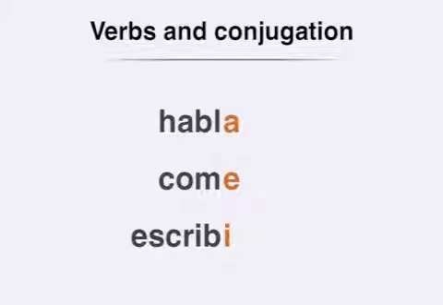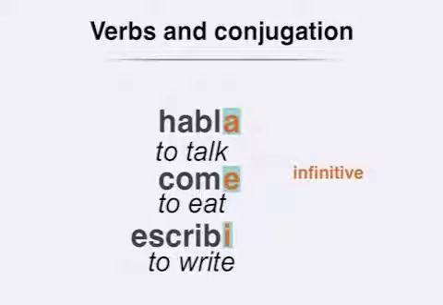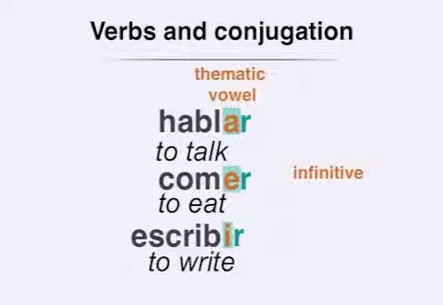To figure out which category a verb belongs to, A, E, or I, look for what's called the verb's infinitive form. The infinitive is the form that tells the verb's meaning without telling a subject or tense. In English, the infinitive is usually to plus a verb. In Spanish, the verb's infinitive form always ends in R, and the thematic vowel before the infinitive ending always tells the verb's category.